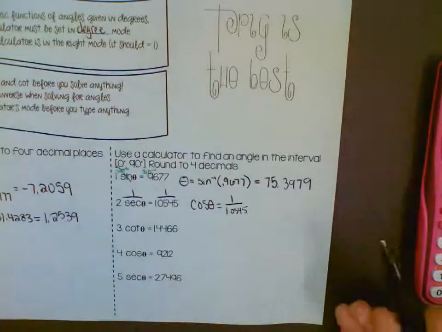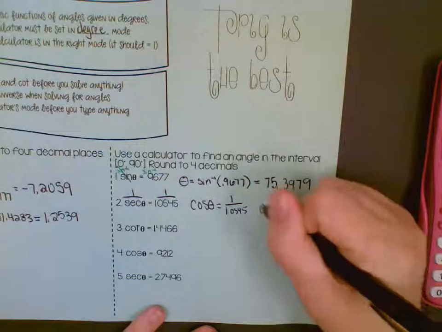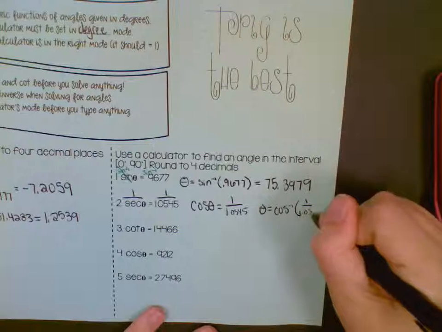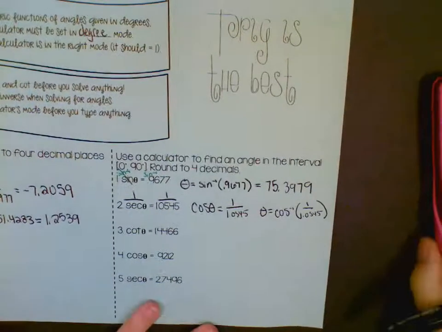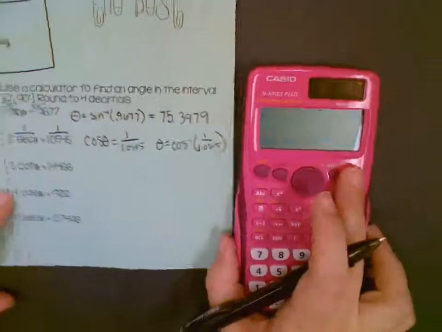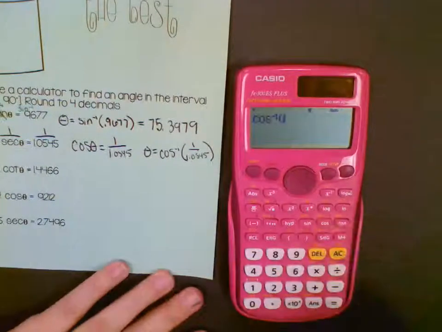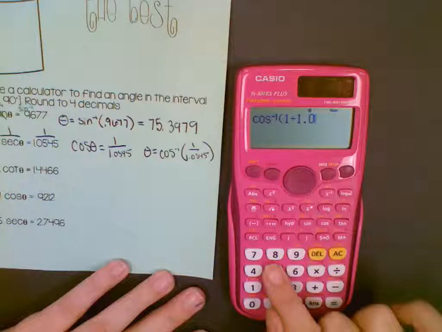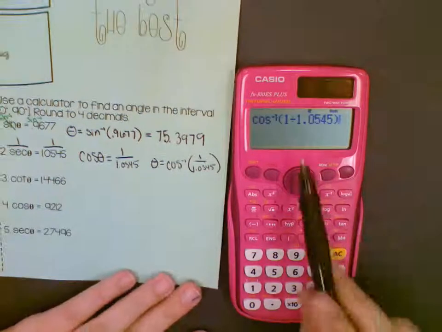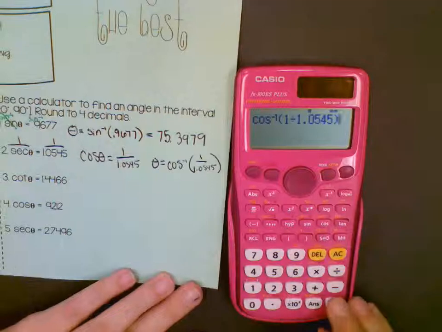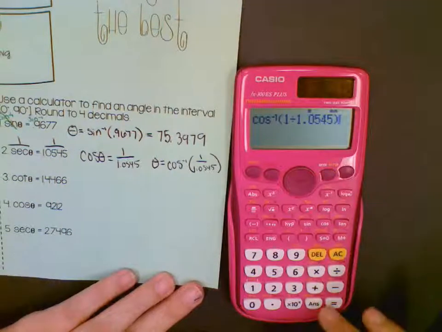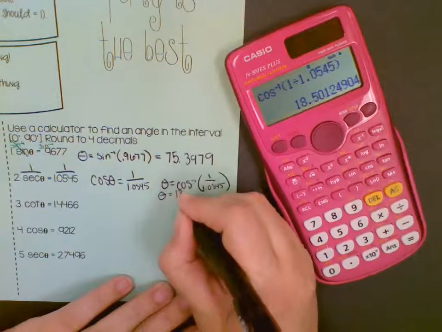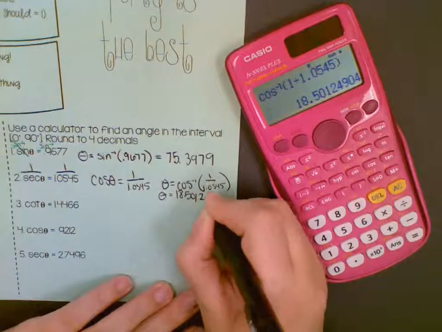So from here, we do the inverse like what we did at the top for number 1. So that means that theta would equal the cosine inverse of 1 over 1.0545. So when we type it in, we have to remember to hit that 1 over part. So cosine inverse of 1 divided by 1.0545. Make sure you end the parentheses so that way it gets the division inside, that you're taking the cosine of the whole division part. So for that one, we would get that our theta is equal to 18.5012 degrees.